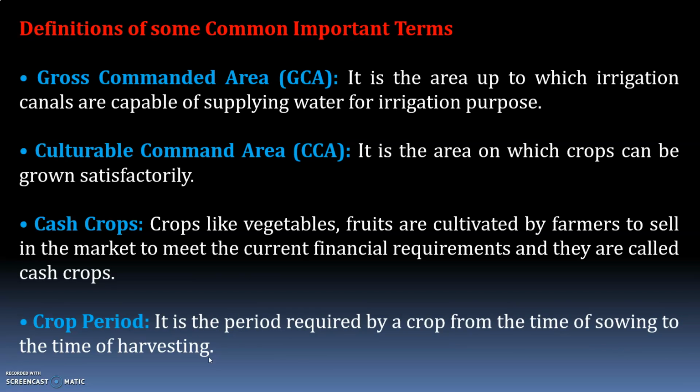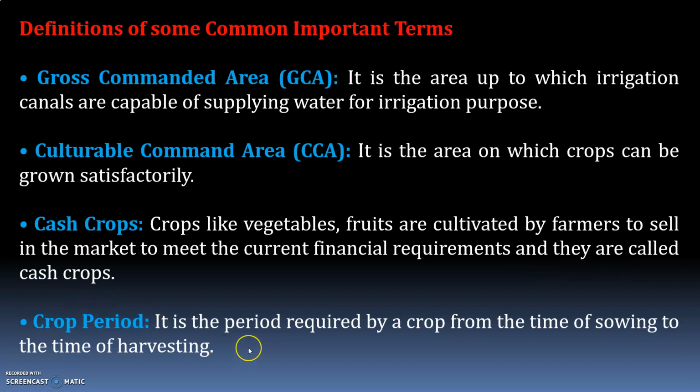And there are some definitions related to this topic you should know before solving the numericals. Gross commanded area. It is the area up to which irrigation canals are capable of supplying water for irrigation purpose. Okay, it is represented by GCA. Cultivable command area. It is the area on which crops can be grown satisfactorily. CCA. Then cash crops. Crops like vegetables, fruits are cultivated by farmers to sell in the market to meet the current financial requirements, and they are called cash crops.